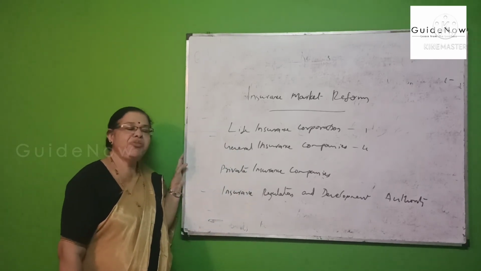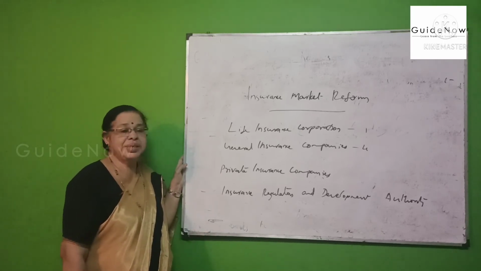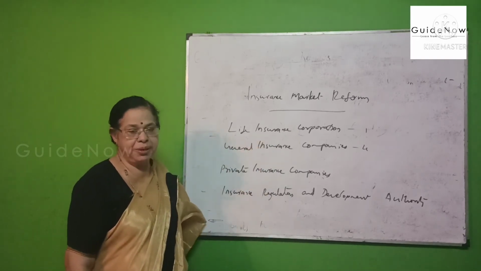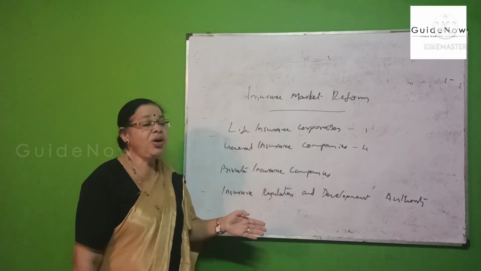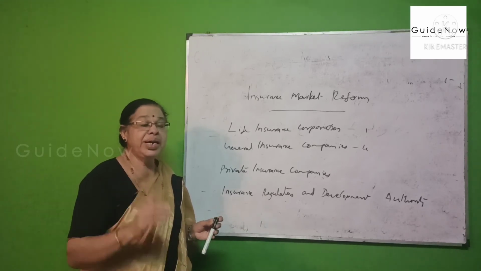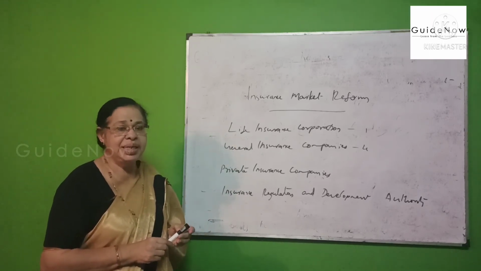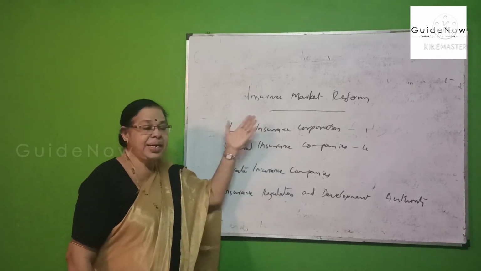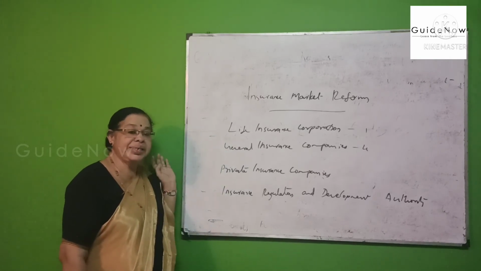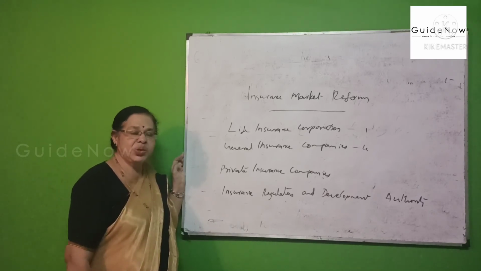Insurance market reform. Before 1991, insurance companies like the Life Insurance Corporation and general insurance companies were owned or controlled by the government or public sector. Before 1991, life insurance and general insurance companies were controlled and owned by the public sector. Because of competition and globalization, insurance is now undertaken by the private sector. After globalization and liberalization, and as a part of competition, the private sector started insurance companies.